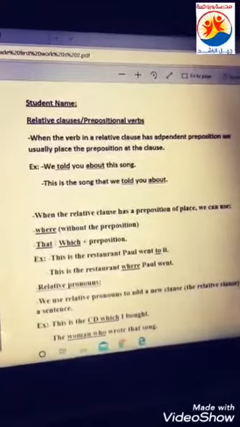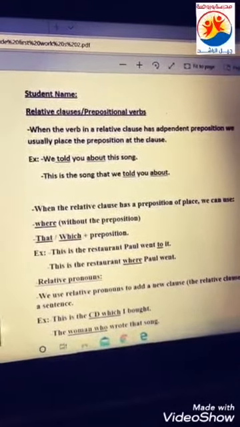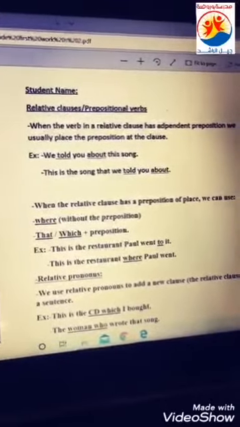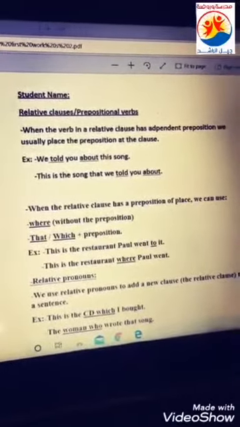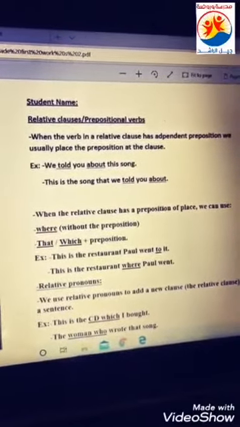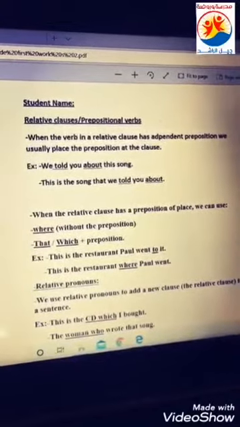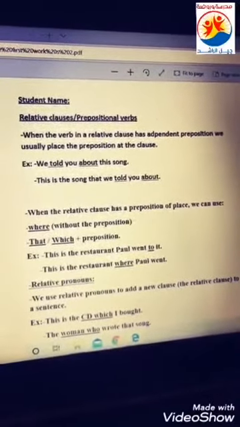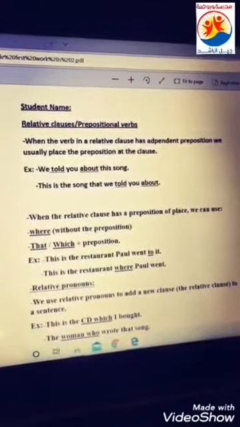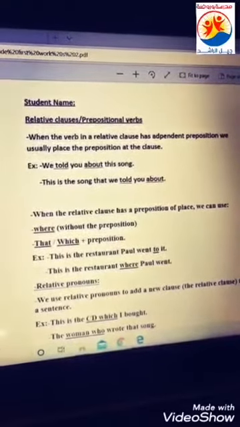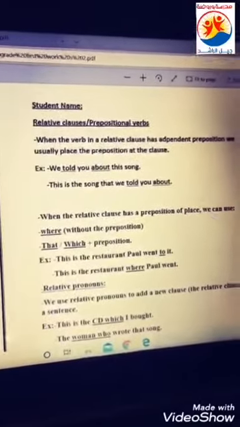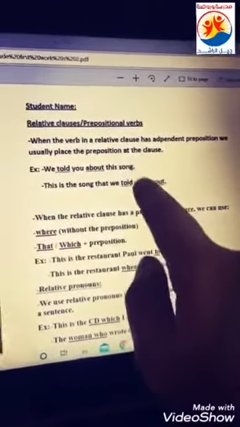Okay. First, I want to remind you that with relative clauses and prepositional verbs, when the verb in a relative clause has a dependent preposition, we usually place the preposition at the end of the clause. Example, as we remember, we told you about this song. This is the song that we told you about. This is how we switch the sentences.